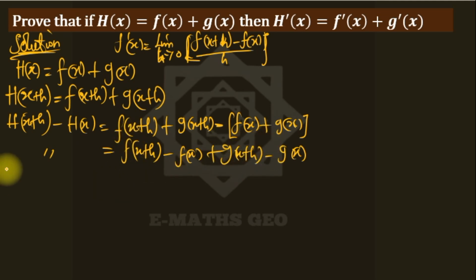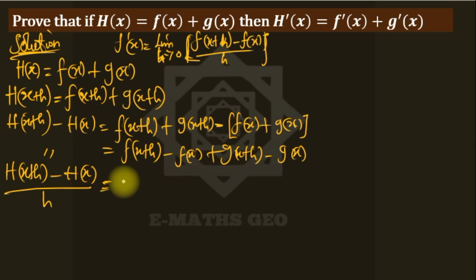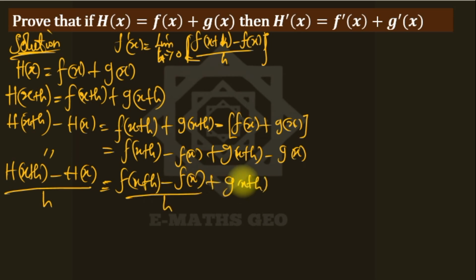So the next step is to divide by h. If we divide both sides by h, we'll have f of x plus h minus f of x divided by h plus g of x plus h minus g of x divided by h. So we're still correct. That's the third step. The last step is now the limit.